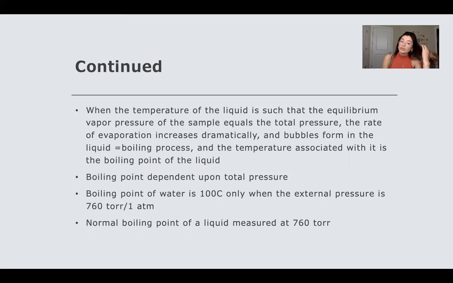The boiling point of water is 100 degrees Celsius only when the external pressure is 760 torr. The normal boiling point of a liquid is measured at 760 torr. What that means is, I'm sorry, I didn't include this graph, so I'm just going to have to show you through here. This is a chart in your lab notebook, and I realize that it's flipped for you, but I'm going to try my best. You have 760 here, and this is where we start measuring. And right here you have 60 degrees Celsius. You put these two points together and you find your boiling point.